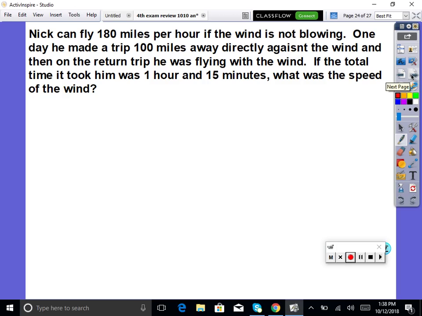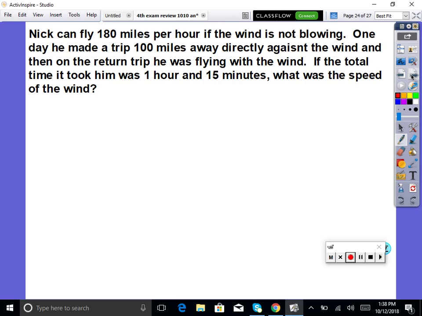Nick can fly 180 miles per hour if the wind is not blowing. One day he made the trip 100 miles away directly against the wind, and then on the return trip he was flying with the wind. If the total time it took him was 1 hour and 15 minutes, what was the speed of the wind?